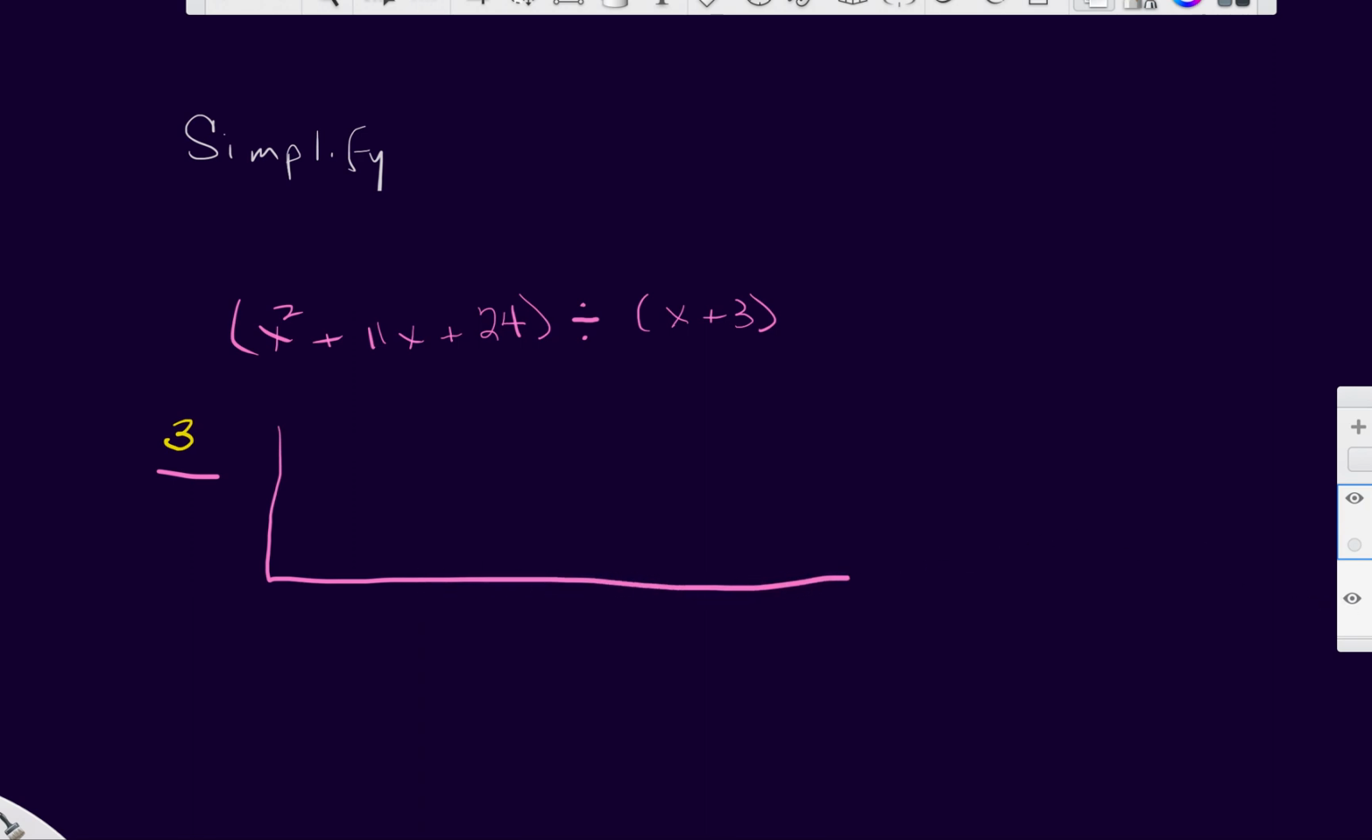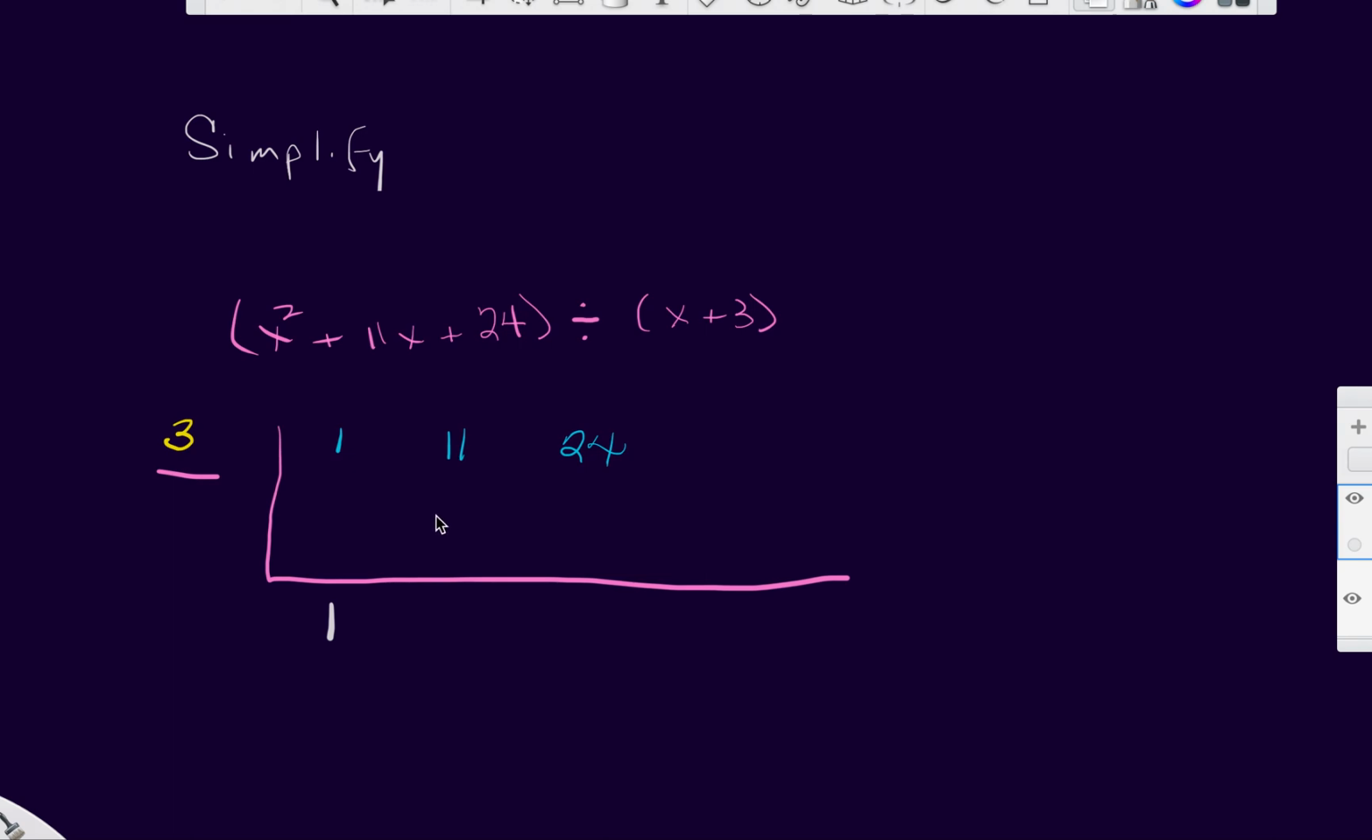And now I'll start putting numbers in a different color. I'll talk about our coefficients. Well, our first coefficient here is a 1. Our next coefficient is 11. And our constant back here is 24. And we can use this to divide. It's going to be actually very, very easy when we do this. We're going to bring this 1 straight down. We're then going to multiply 3 times 1.